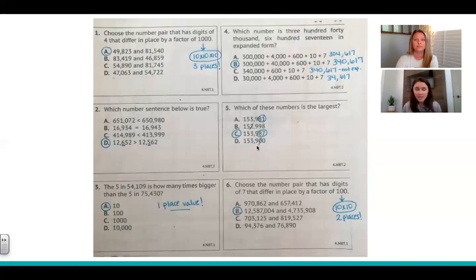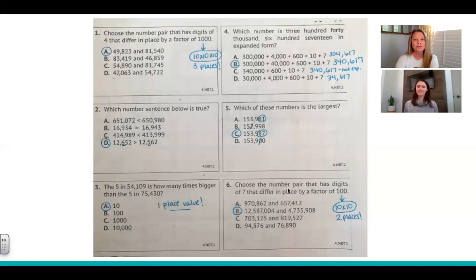And then ultimately it comes down to the 10s place. In C, it's an 8, and in A, it's also an 8. But the 7 sitting in the 1s in option C is larger than 1. So 7 is larger than 1, so therefore C, 153,987, is the largest number of the 4 available.